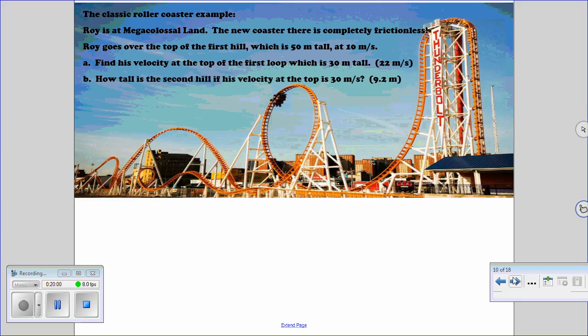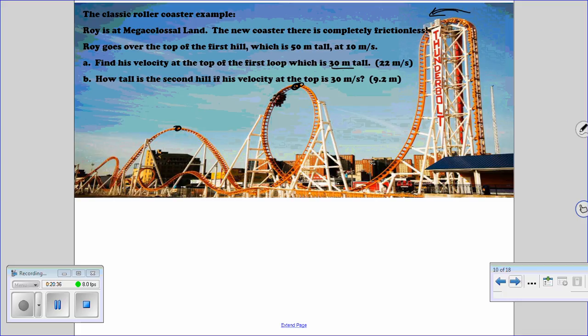Probably the easiest way to do this is by doing an example. So this is sort of the classic roller coaster example. What we've got here is a roller coaster. It tells us that it's frictionless, which means that we don't need to worry about that particular non-conservative force. It says that Roy goes over the top of the first hill, that's 50 meters tall, so that's up here, at 10 meters a second. Then it says find his velocity at the top of the first loop, which is 30 meters tall, is question A, and then B wants to know the height of the second hill.